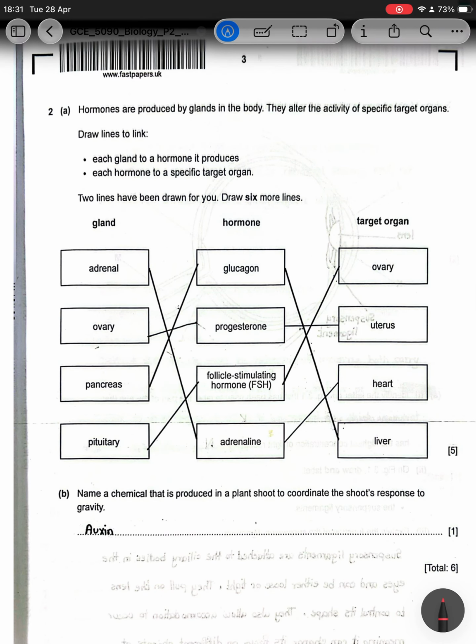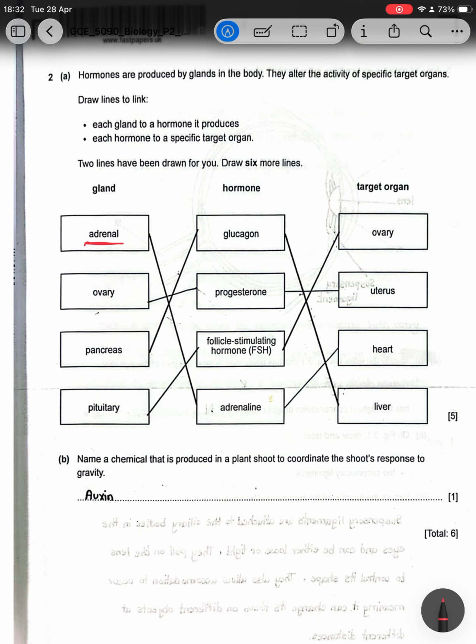Moving to question 2a. Hormones are produced by glands in the body. They alter the activity of specific target organs. So draw lines to link each gland to a hormone it produces and each hormone to a specific target organ. So firstly we have adrenal, and it produces adrenaline, which is produced in stressful situations. It causes your pupils to dilate, your heart rate increases, and your breathing is faster.